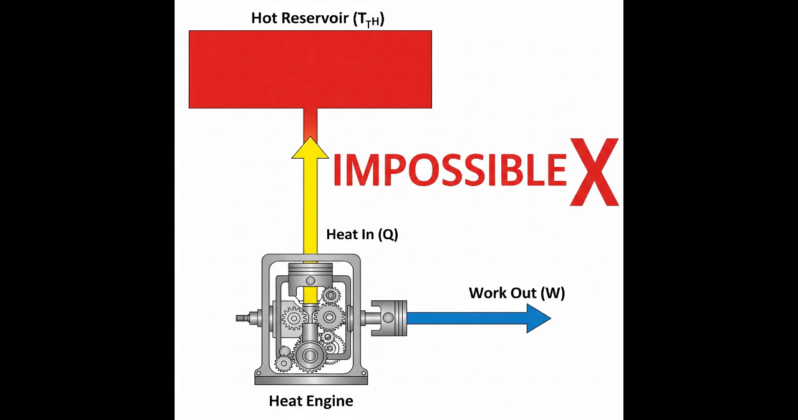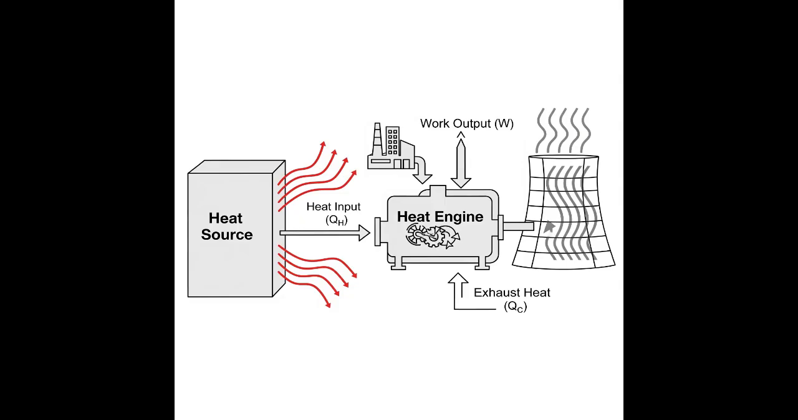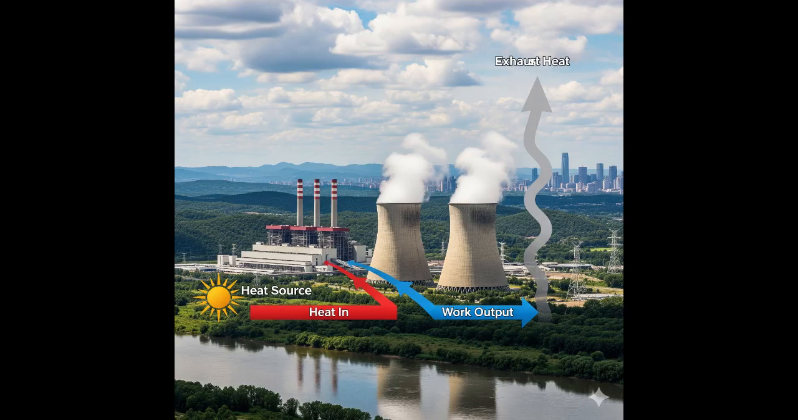Second, the Kelvin-Planck statement. It's impossible for any device that operates on a cycle to receive heat from a single reservoir and produce a net amount of work. This statement highlights the impossibility of a perpetual motion machine of the second kind. You don't convert 100% of heat into work in a cyclic process. There will always be some heat rejected to a lower temperature reservoir. This is why heat engines like those in power plants always have an exhaust.